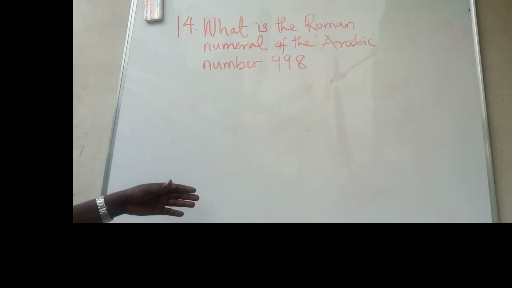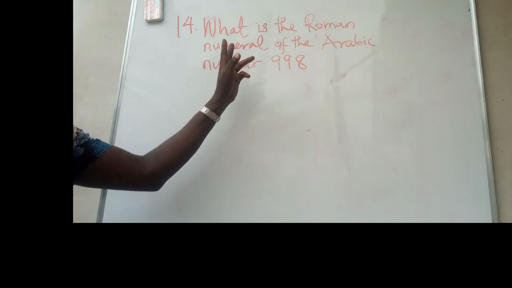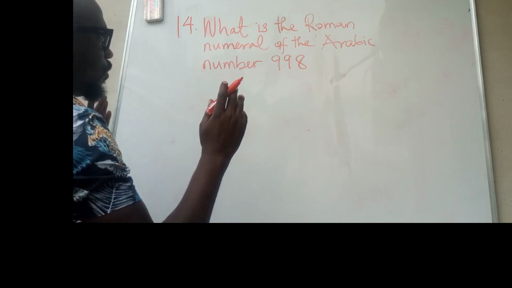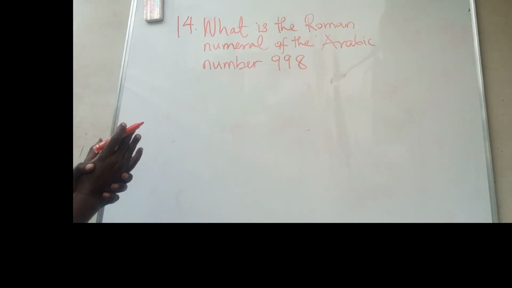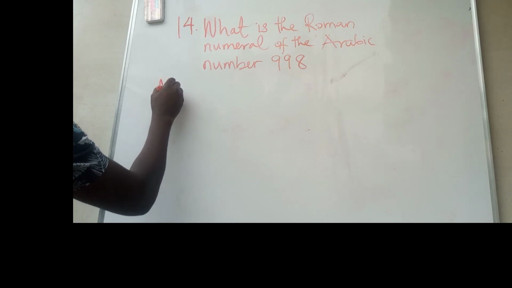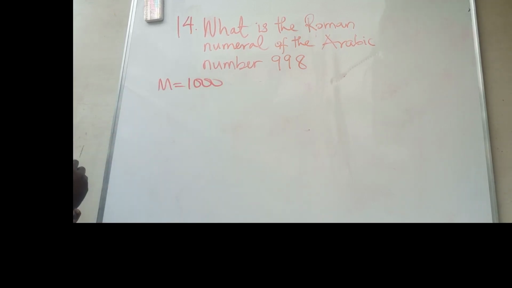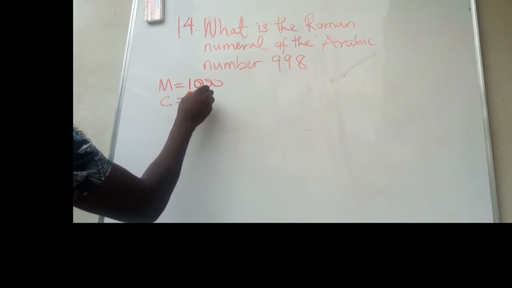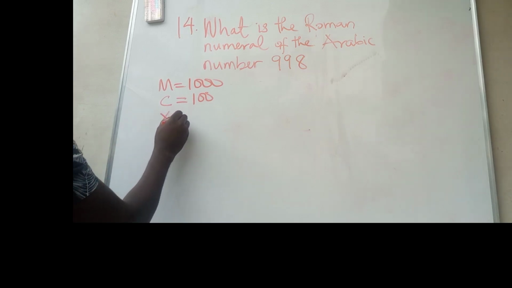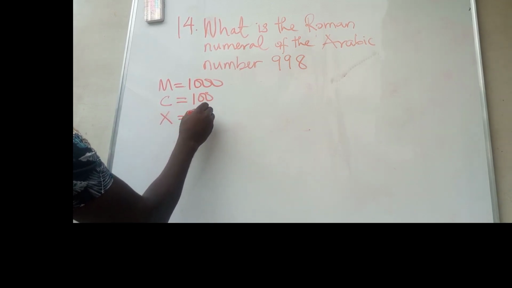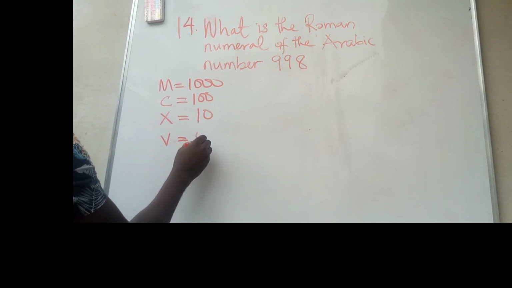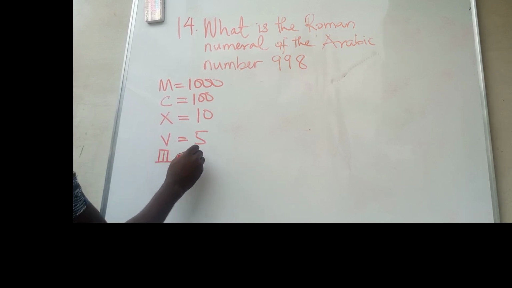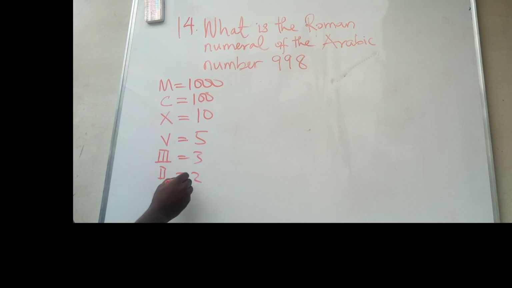9. Yes. The next question says, what is the Roman numeral of the Arabic number 998? Before we go into this question proper, I want us to know that M is 1000. That's the Roman numeral for 1000. C is 100. And X is 10. V is 5. And I is 1.